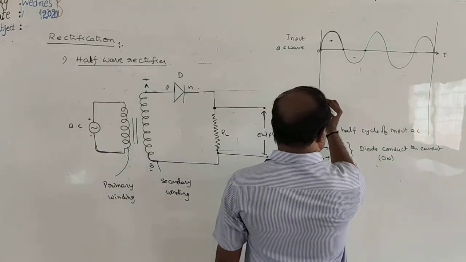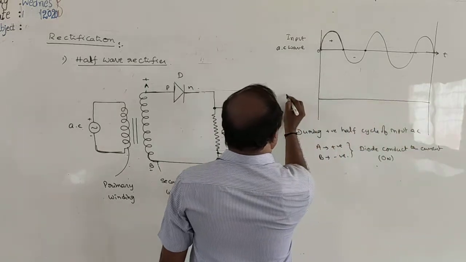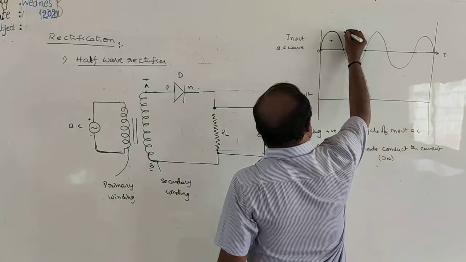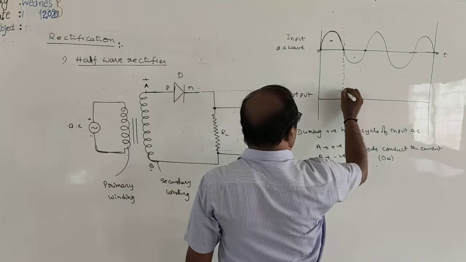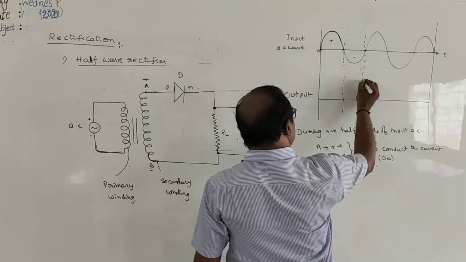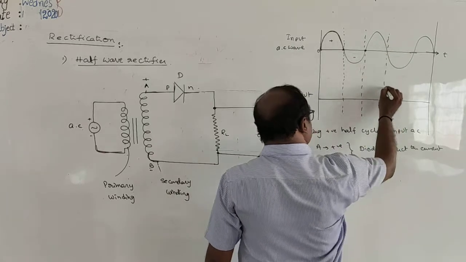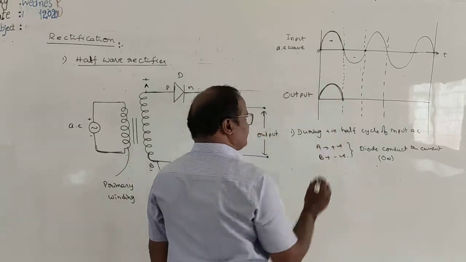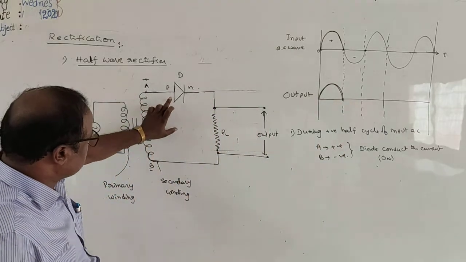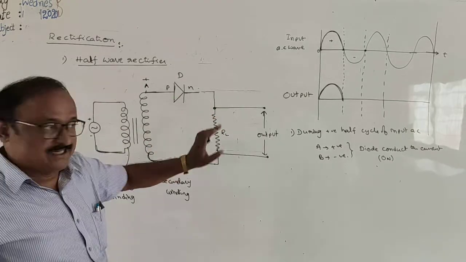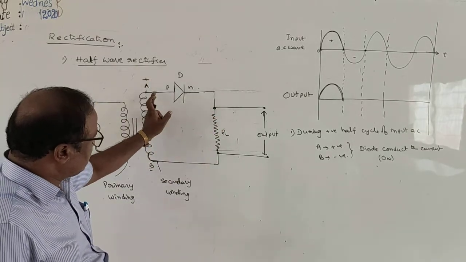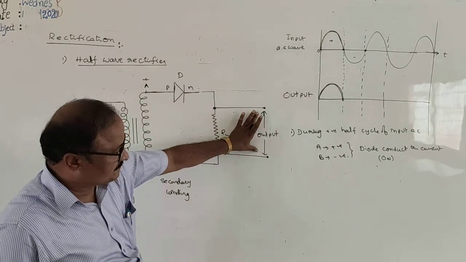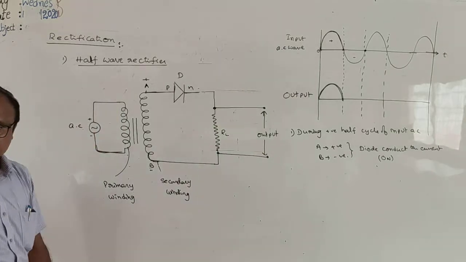Therefore, the output waveform is also drawn like this. This is the output. In the positive half cycle, the output is like this. Okay? In the positive half cycle, P becomes positive and N becomes negative. That means the diode is in forward bias and allows the current to conduct. Therefore, the output is taken across the load resistance. Right?